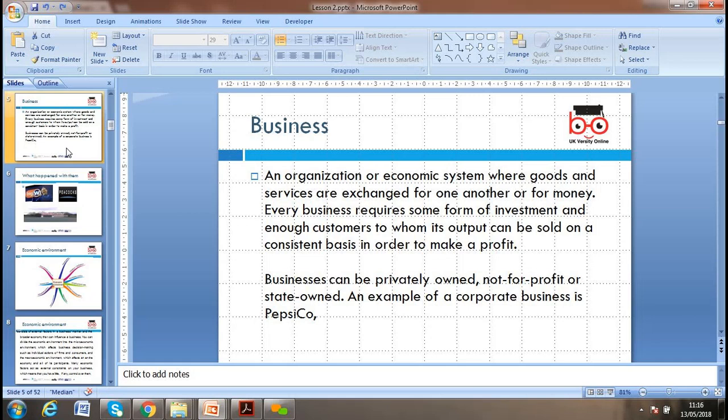In the past, there used to be a barter system where goods and services were exchanged for goods and services, but now, of course, more acceptable is money: we give money and we can get the goods. Every business requires some form of investment and enough customers to whom output can be sold on a consistent basis in order to make a profit. A business can be privately owned. A business can be privately owned, not for profit, or state owned.